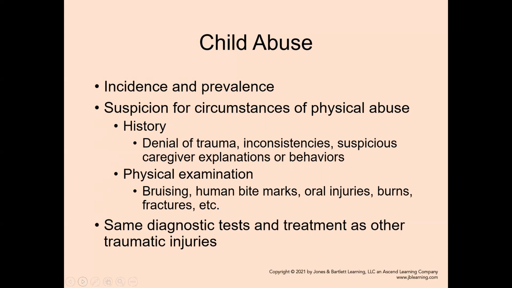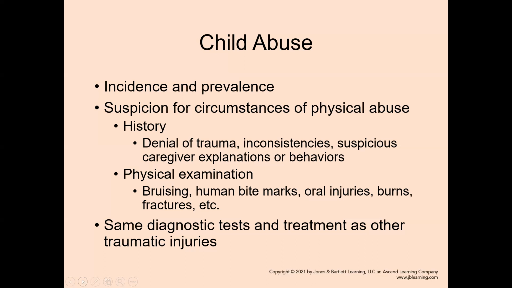The suspicion for the circumstances of physical abuse, most likely between the ages of 3 and 12, includes soft tissue injuries, followed by fractures that are really unexplained. In the history, generally, the parent and the child will deny any trauma. There might be inconsistency with the story. There may be suspicious explanations or behaviors. Remember, another thing is when people avoid eye contact or the child avoids eye contact, or if the child looks at the parent in a weird way, like asking for permission to answer the question.